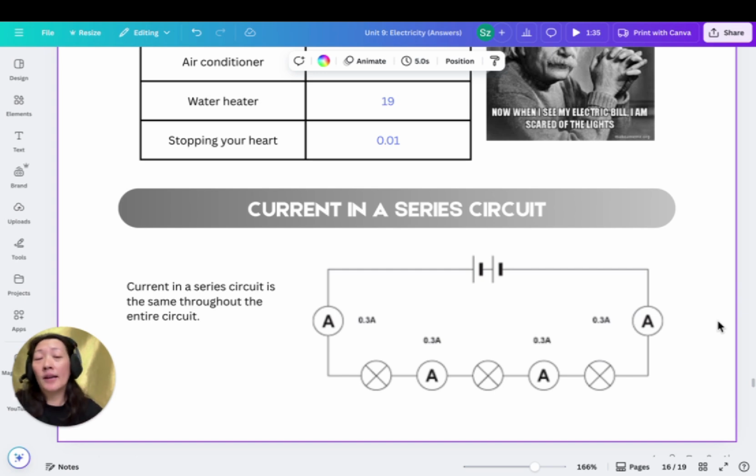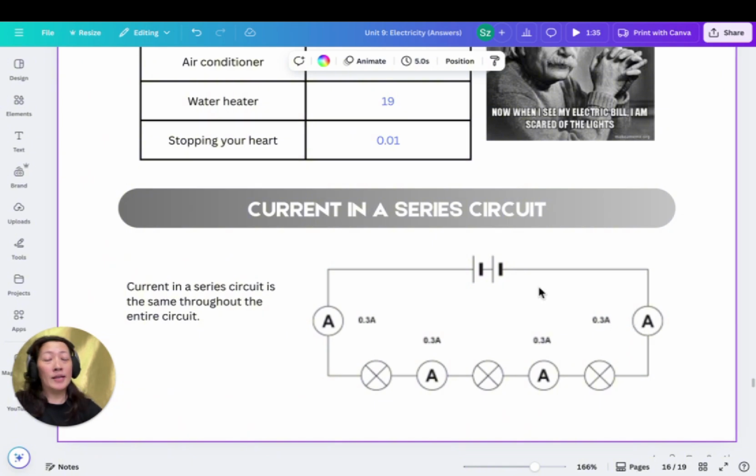An important thing that you must understand about how current flows in a series circuit is that the current in a series circuit is the same throughout the entire circuit. Now, as you have learned in an earlier lesson, current flows from positive to negative.